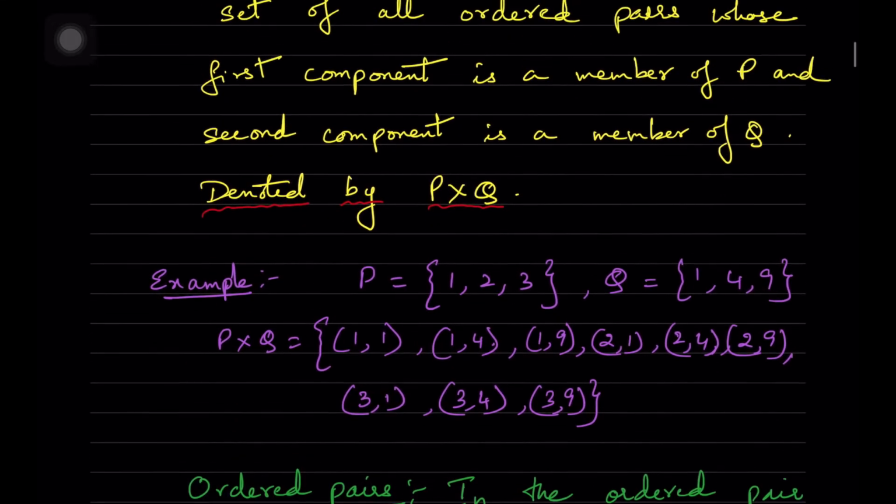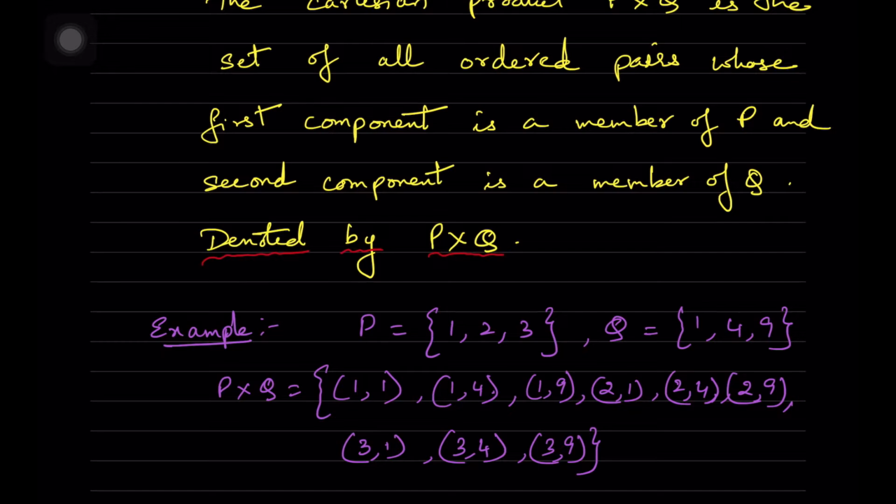So now we are taking one example. P is equal to {1, 2, 3}, Q is equal to {1, 4, 9}. So how do we write? What are all the possible combinations? P cross Q is equal to: we are taking 1 from the set P and 1 from set Q, (1,1). Then 1 from the first set and 4 from the second, (1,4), then 1 and 9, (1,9). Similarly, we can take (2,1), (2,4), (2,9), then (3,1), (3,4), (3,9).